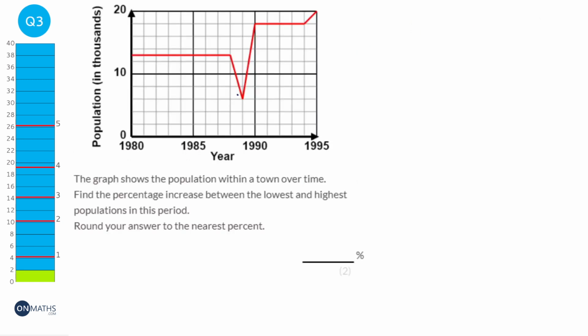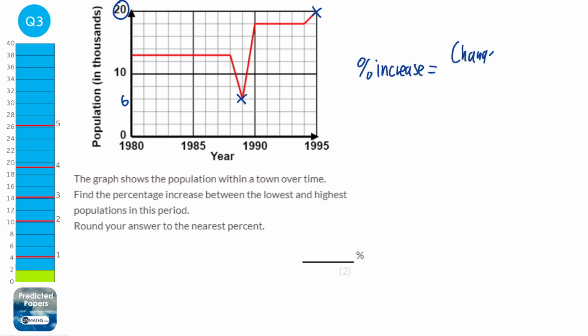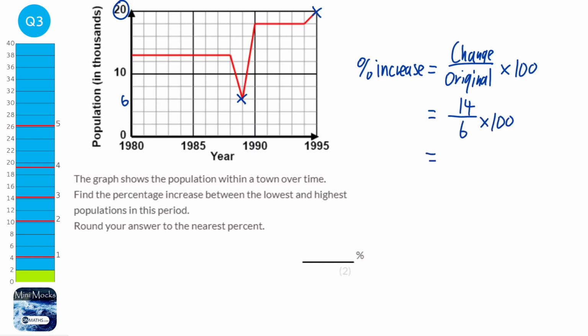The lowest point on this graph is here, and that's at point 6, and the highest point is here at point 20. And we're looking for percentage change or percentage increase, and the formula is change over original times 100. So the change between the 6 and the 20 is 14. The original, the starting point, was the 6, and times by 100. That gives us 233.333 blah blah blah percent. And this 100 technically is 100% that we're timesing it by.